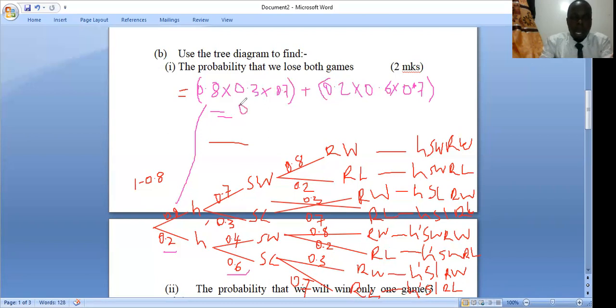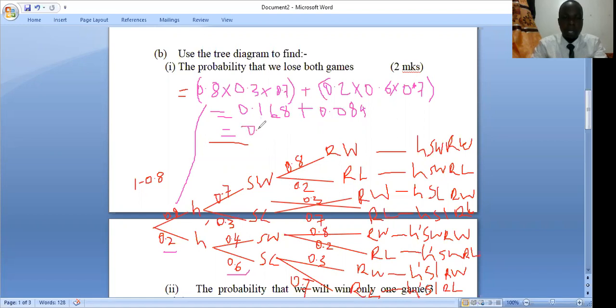That comes to 0.168, plus 0.2 times 0.6 times 0.7, you get the answer 0.084. So this one here will give us 0.168 plus 0.084. Yes, you are supposed to get 0.252. You are also free to give the answer in fraction.